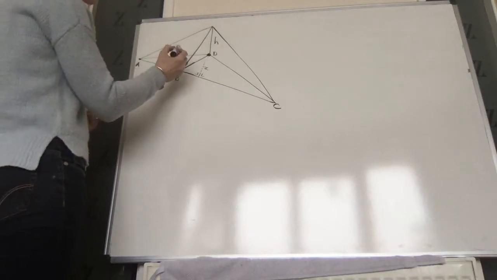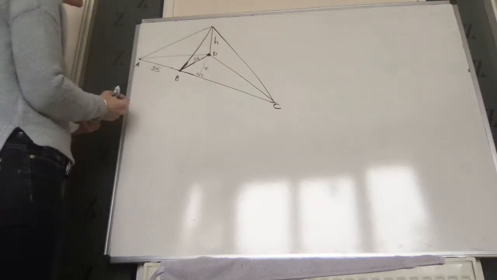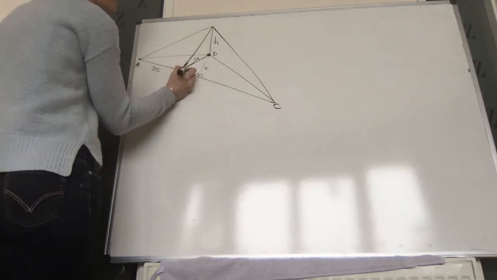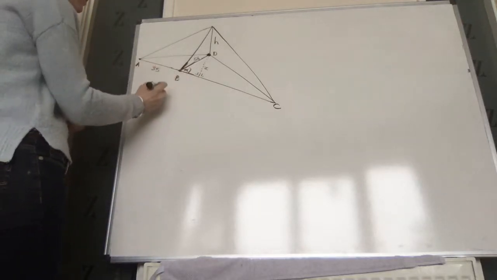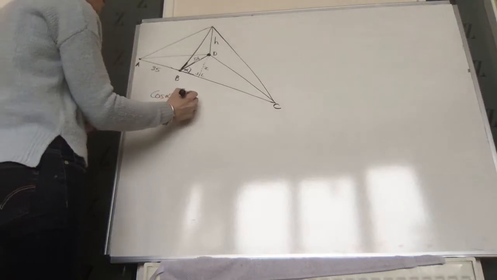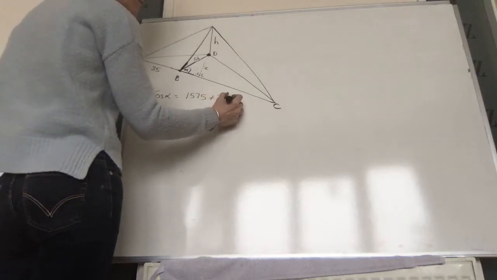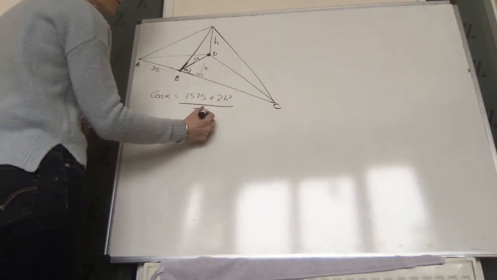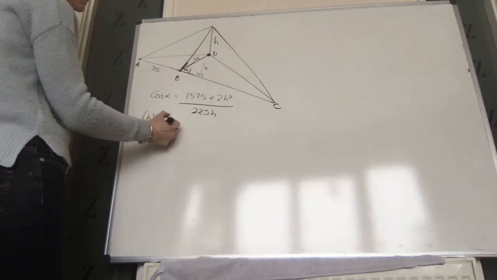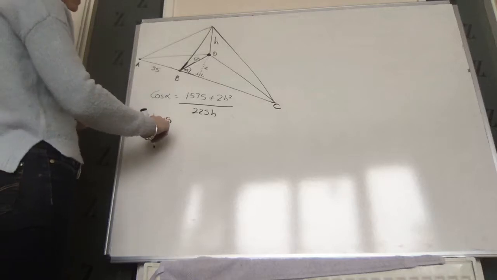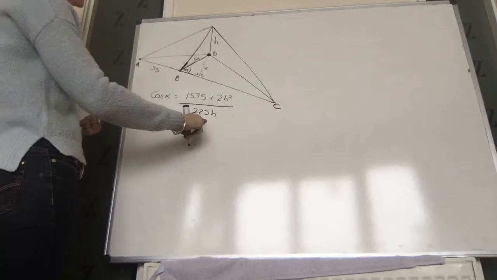Now remember what we've done in previous bits. We know that this distance here is 5h from the very first part of the question. And we know that this was what I was calling a minute ago angle alpha. We did know that the cosine of alpha was 1575 plus 2h squared over 225h. And we also had worked out what h was. h was equal to 15. So we can find out what cosine alpha is by putting in the value for h.